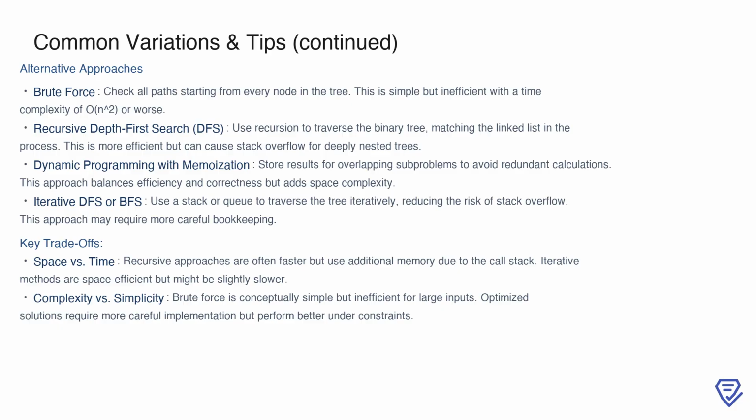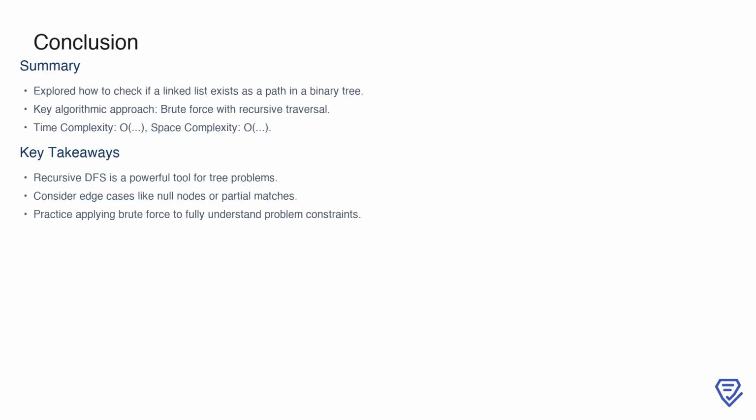Similarly, brute force is conceptually simple but impractical for large inputs, whereas optimized solutions are more efficient but demand careful implementation. Understanding these trade-offs is vital for selecting the best approach based on the problem's constraints and requirements. Great job! Today, we tackled the fascinating problem of finding a linked list within a binary tree. I hope the explanation and approach gave you greater clarity and confidence.